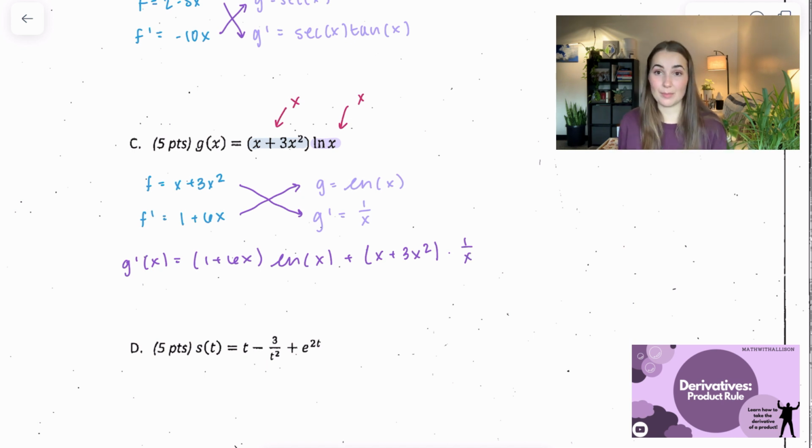Again, I suggest stopping here. There's always room for error if we keep simplifying, and it's just asking for the derivative. And there I have the derivative.